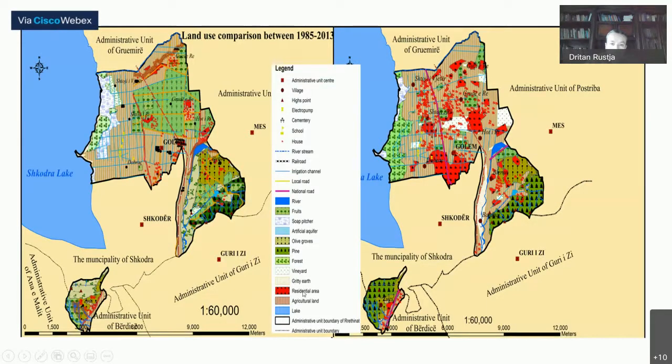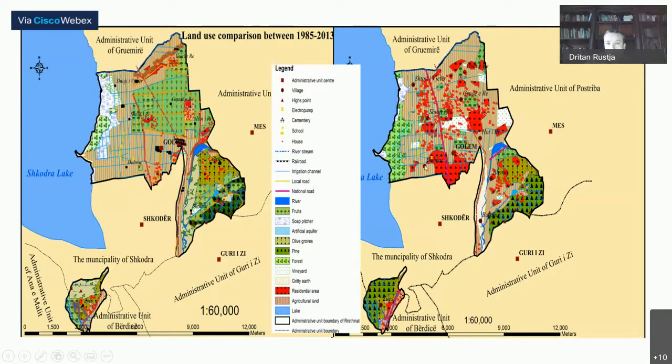And in this map, what we can see, which is the most important change of the transformation, is the spreading of the residential areas, which are shown in red in the map. You can see their spreading and the growth of settlements from 1985 to 2013. This happened, of course, as a result mainly of internal migration and informal urban development.